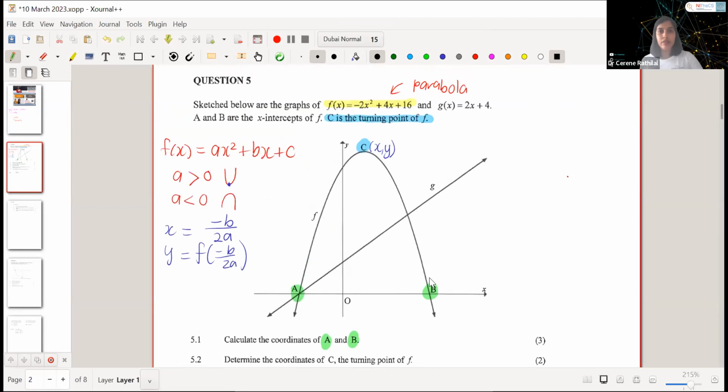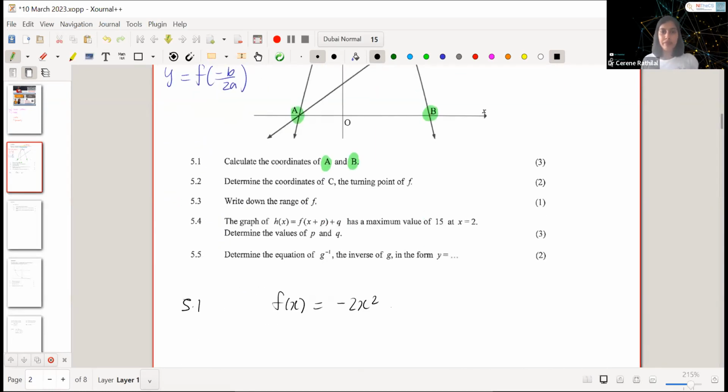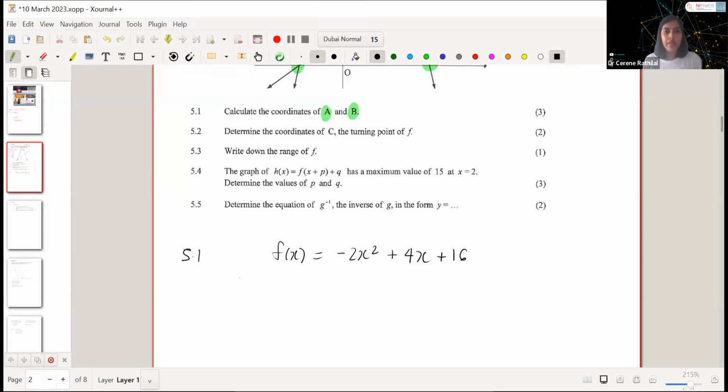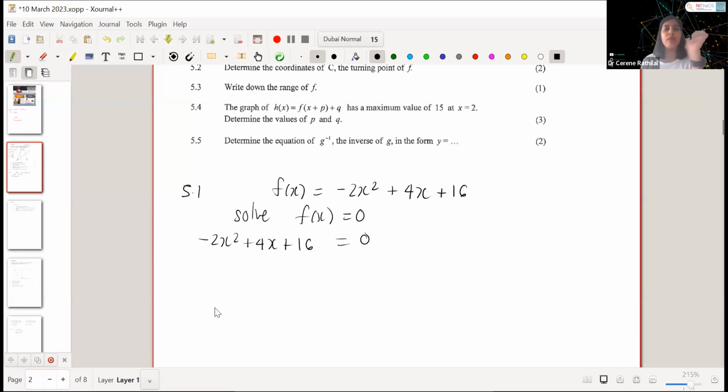What else is it? Plus 4x plus 16. Right, that is what we have. So what I want to do is I am now going to solve f of x equals 0. So that means I'm solving minus 2x squared plus 4x plus 16 equals 0. If I solve that, I'm going to divide both sides by negative 2.